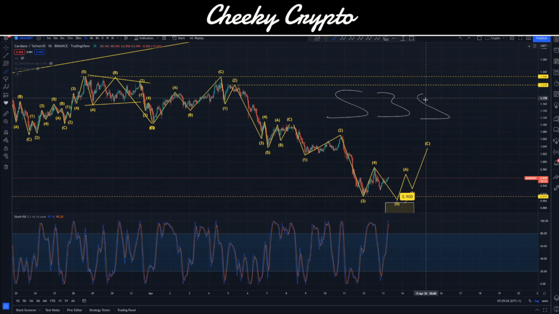I think it's actually more of a 5-3-5 because it's corrective, and I think it's a big C wave on this larger time frame. So we're going to keep an eye out on that.